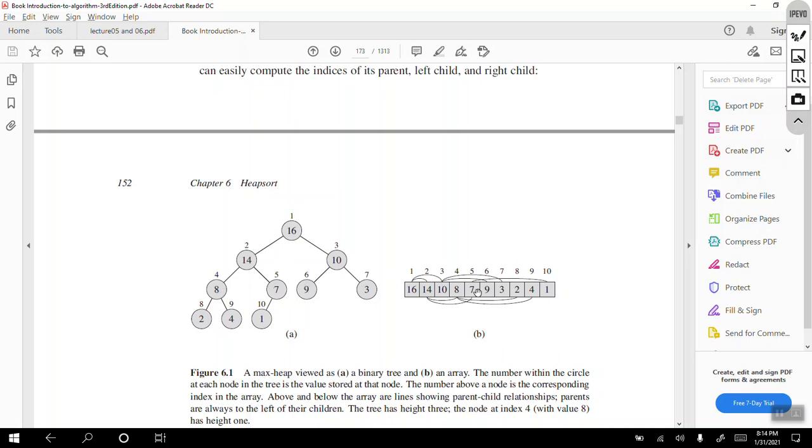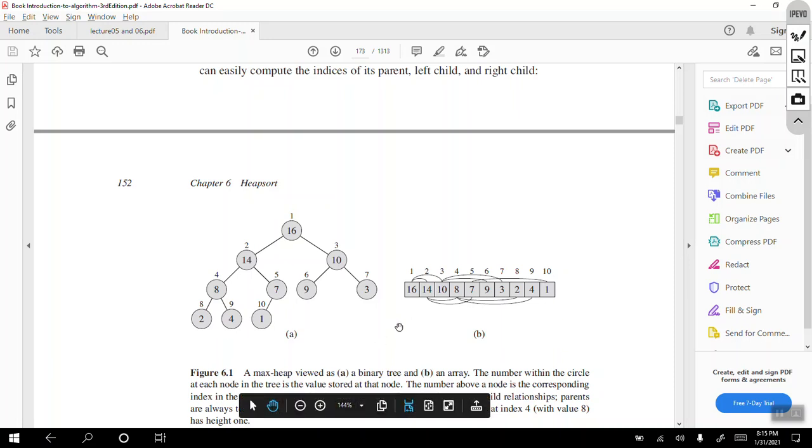On the right side it shows which elements are the children of the root 16. 16 has one child 14, another child is 10. 10 has one child 9, another child 3. 14 has one child 8, another child 7, and 8 has one child 2 and child 4, and so on.